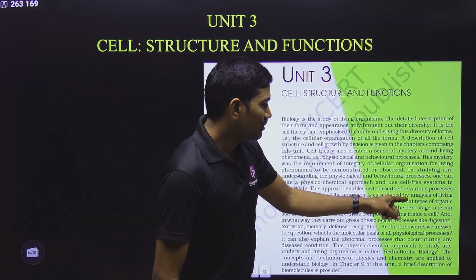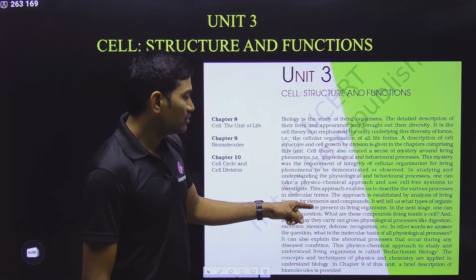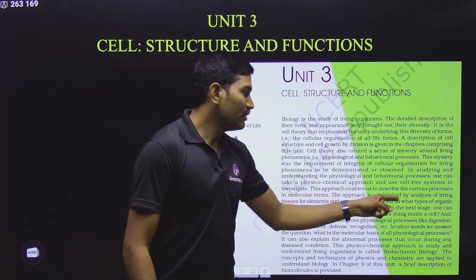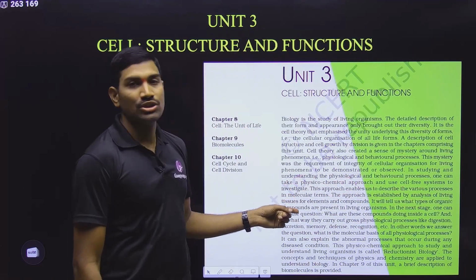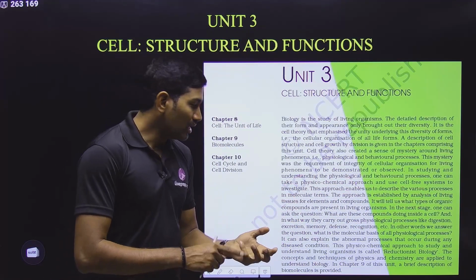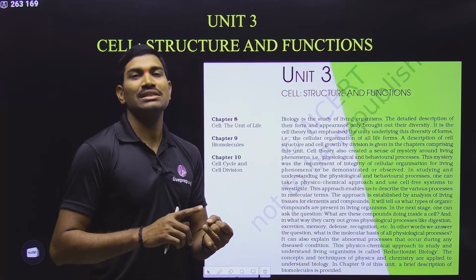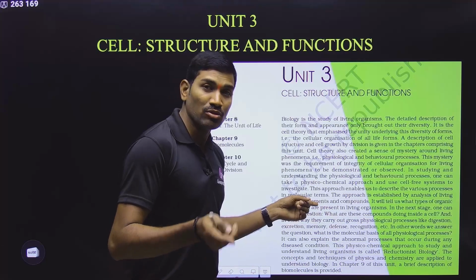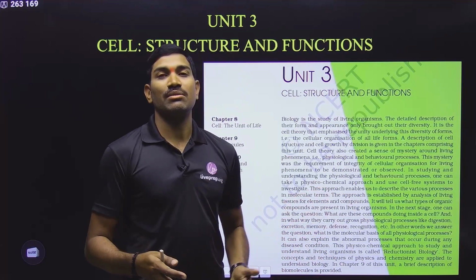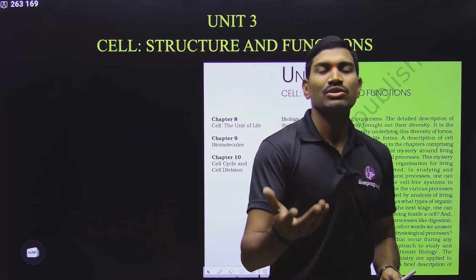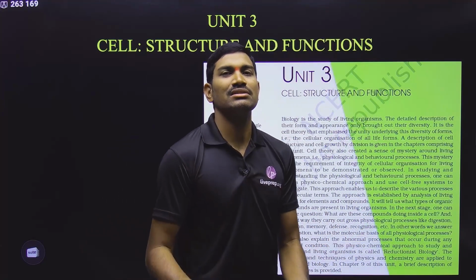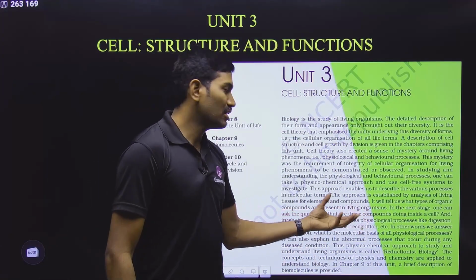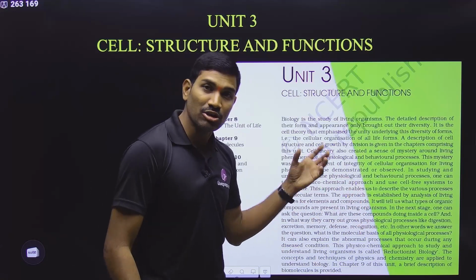The approach is established by analysis of living tissues for the elements and compounds. So what do we need to do? We need to analyze the living tissues. For what? For what elements are present: nitrogen, carbon, oxygen, like this. What are the individual elements that are present? And not only this, what compounds are present? If you are talking about compounds, amino acids are there, lipids are there, nucleotides are there, the water molecule is there, likewise many components are present. In this way, what compounds are present, that also we need to observe.